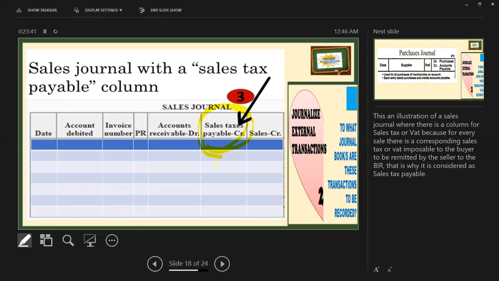This is an illustration of sales journal where there is a column for sales tax or percentage tax.